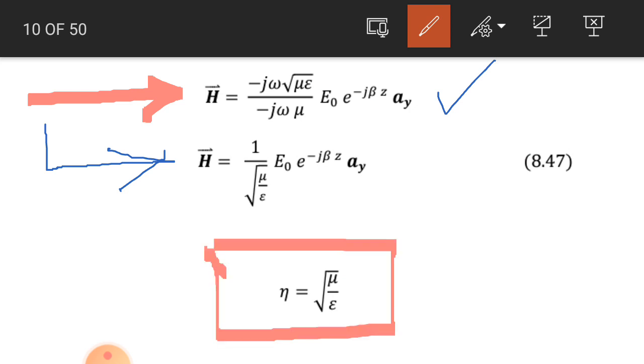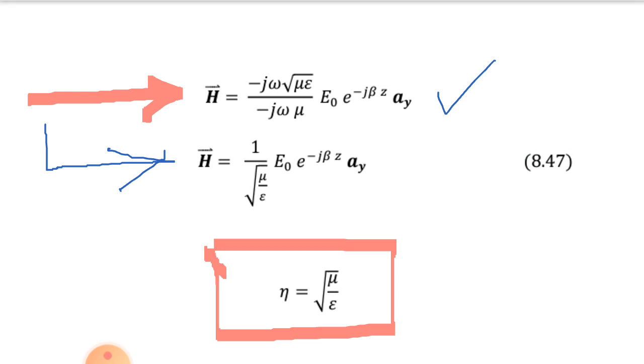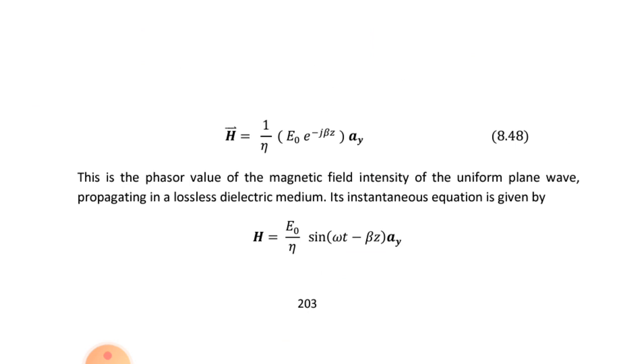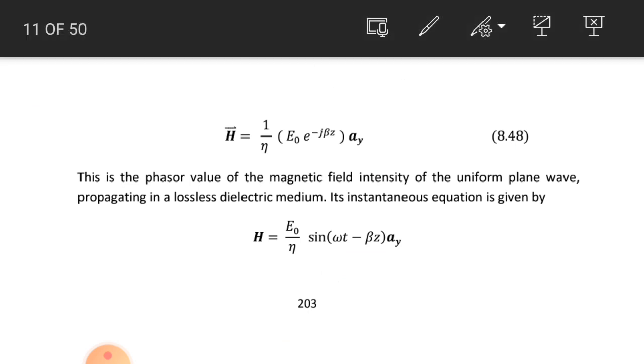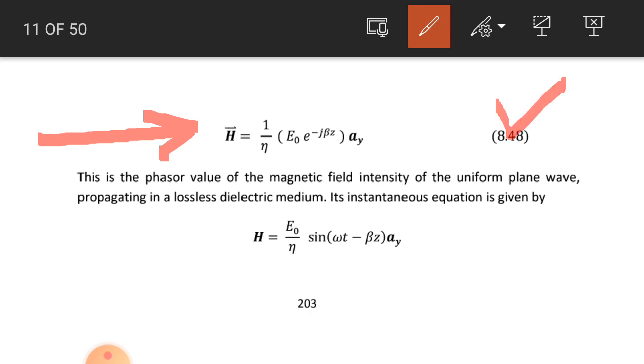So we put this value in equation number 47, where we obtain the phasor value of the magnetic field intensity in the lossless dielectric medium. So the phasor value of the magnetic field intensity in a lossless dielectric medium is equal to 1 over eta into E naught into e raised to power minus j beta z into ay. So equation number 48 gives you the phasor value of the magnetic field intensity in a lossless dielectric medium.